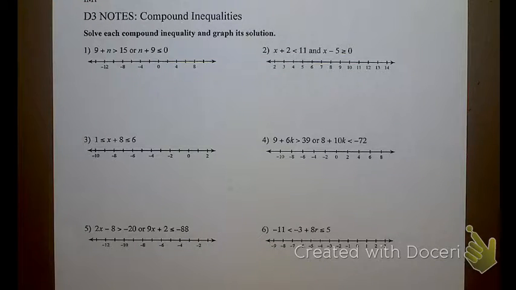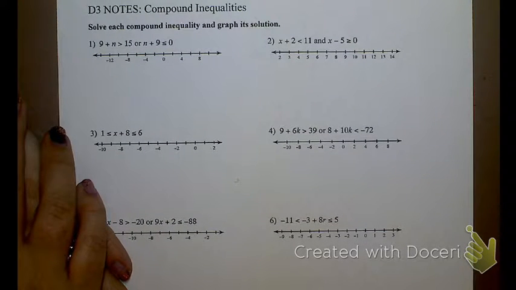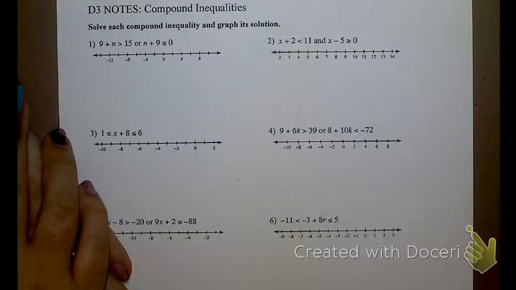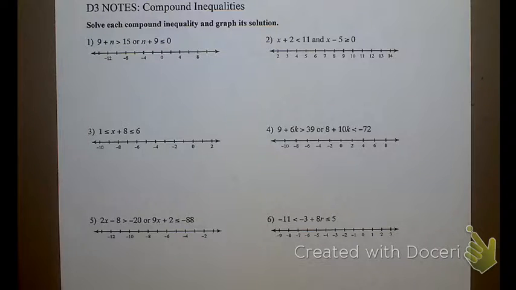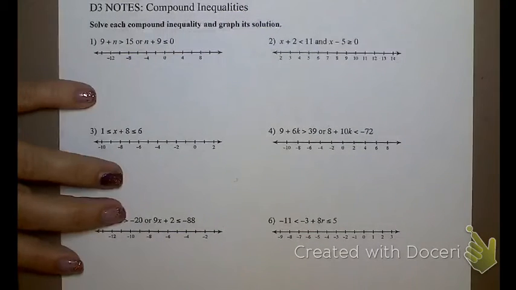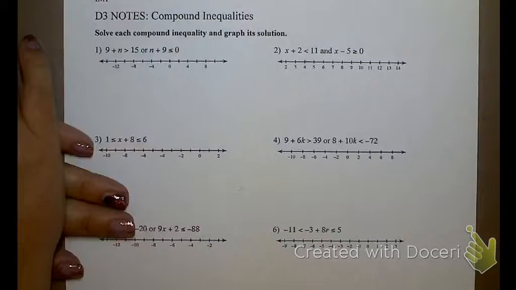Compound inequalities. These are a little bit tricky. Compound inequalities are similar to the idea of a compound word. What's a compound word? Two words that when you put them together make another word. Yes. Like butter, fly, butterfly, watermelon, all those. It's two words put together. Compound inequalities are two inequalities put together.